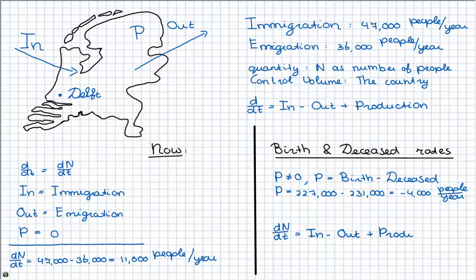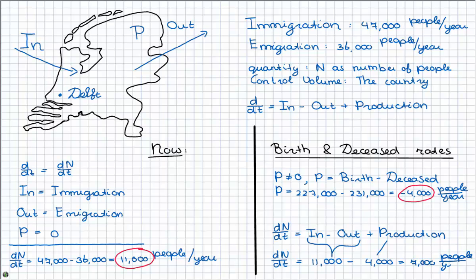Now I can fill this in my general equation again. So dndt is in minus out plus production. In minus out, I calculated this already, was 11,000 people per year. And let's fill this in over here. And then my production I also calculated already, and this was minus 4,000 people per year. So then by a simple calculation, this makes 7,000 people per year. So the population is increasing by 7,000 people per year, and this is your final answer.